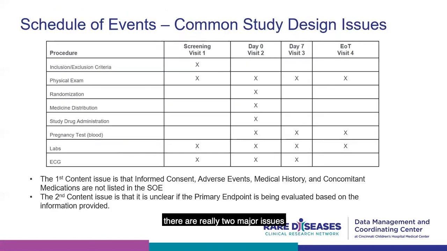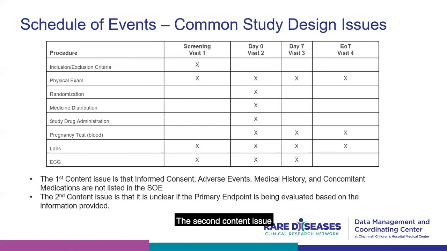So in regards to study design, there are really 2 major issues that we want to highlight initially. The first is that, as we discussed, we really should include some of these common study safety and study event items. So informed consent, adverse events, medical history, concomitant medications. None of them are currently listed in the schedule of events, and so we want to add those.